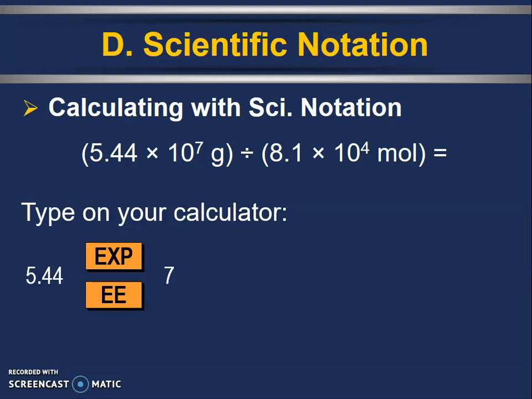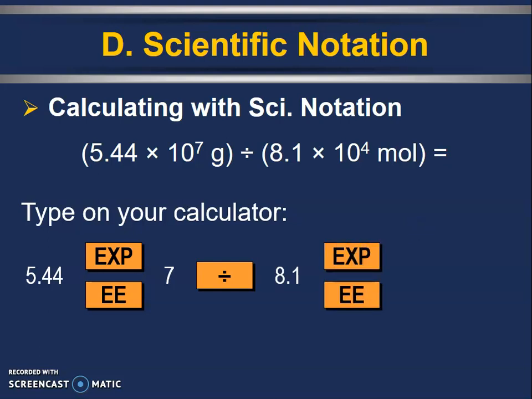Okay. Now my phone has an E button, so I pressed that and tried it, but it doesn't come out right. So I'm not sure what that E means on my phone. I've got to play with it to find out. But it does not get the right answer. Okay. Next, press divide. Then type in 8.1. Then press that EXP or EE button again to say, oh, doing scientific notation times 10 to the 4.